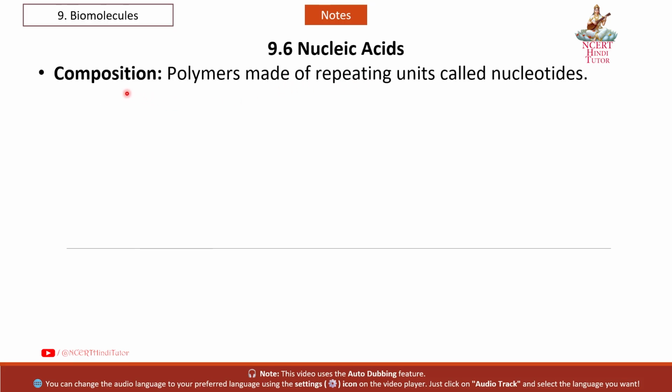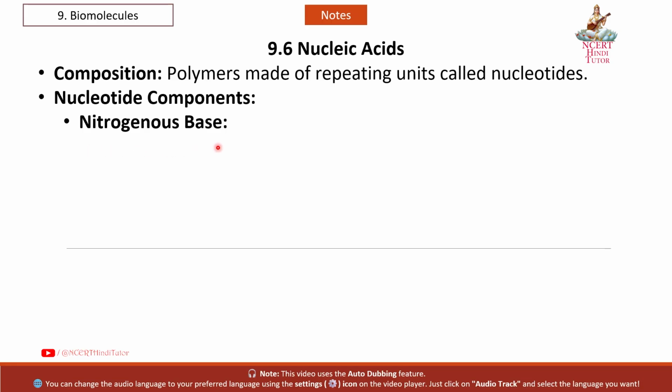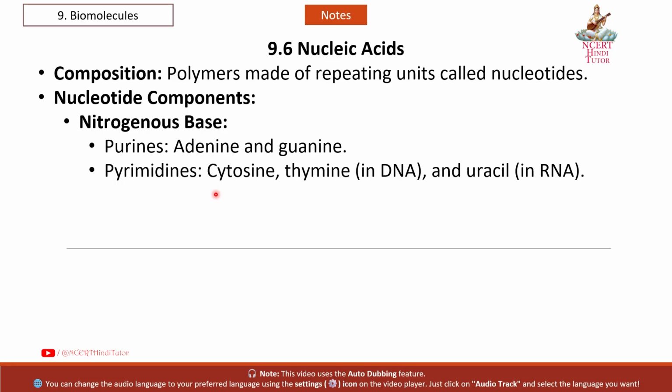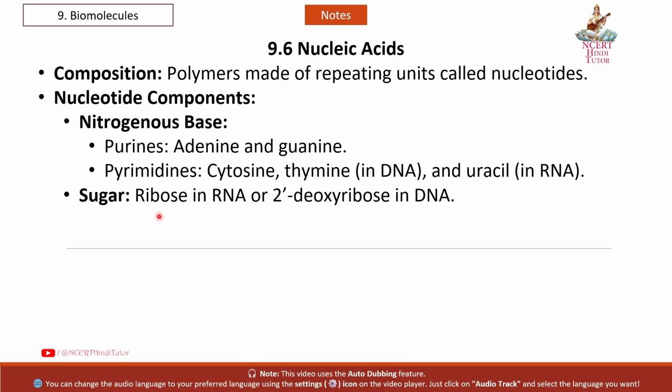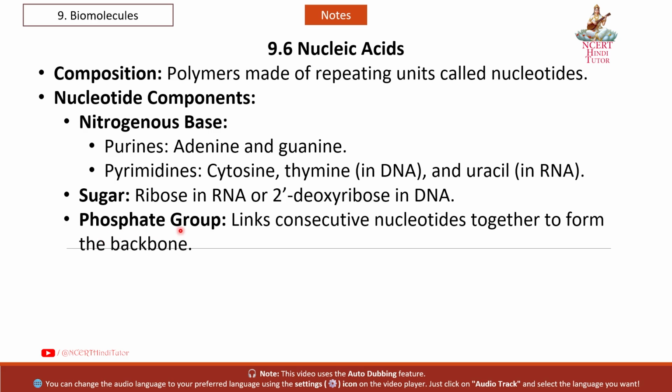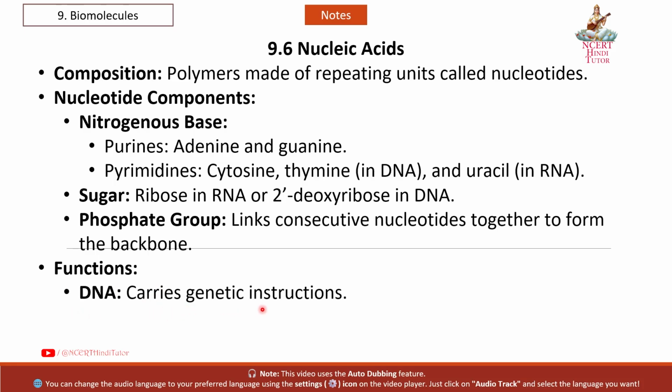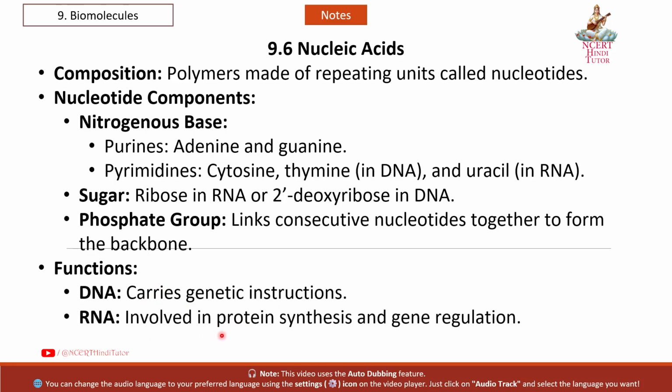9.6 Nucleic acids. Composition: polymers made of repeating units called nucleotides. Nucleotide components: nitrogenous base, purines, adenine and guanine, pyrimidines, cytosine, thymine in DNA and uracil in RNA; sugar, ribose in RNA or 2-deoxyribose in DNA. Phosphate group links consecutive nucleotides together to form the backbone. Functions: DNA carries genetic instructions, RNA involved in protein synthesis and gene regulation.